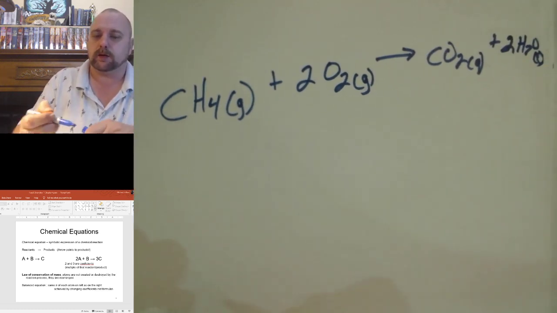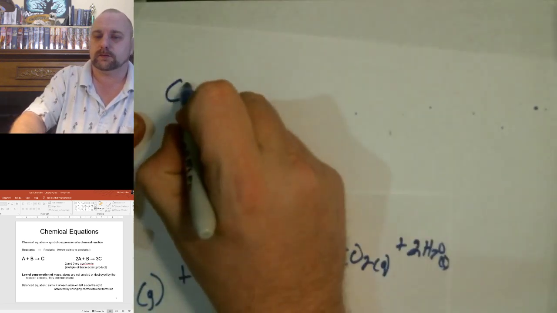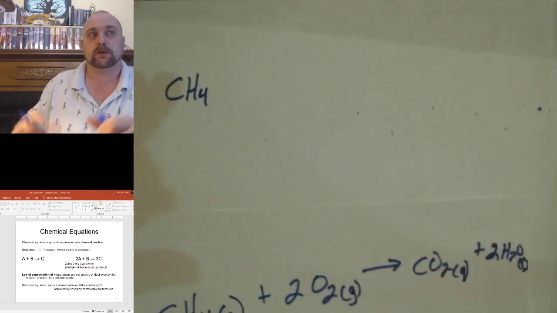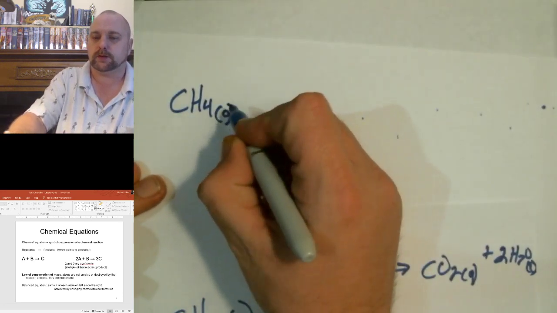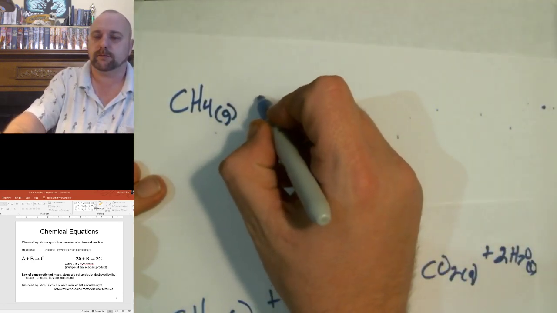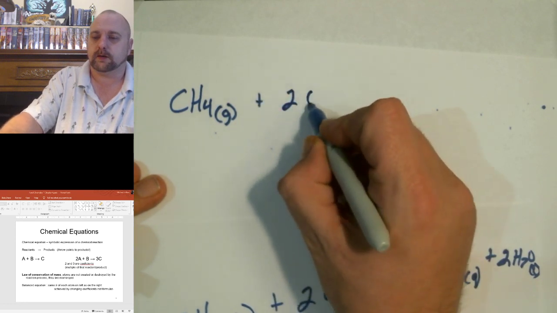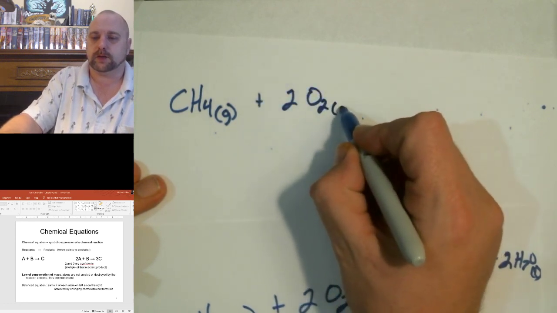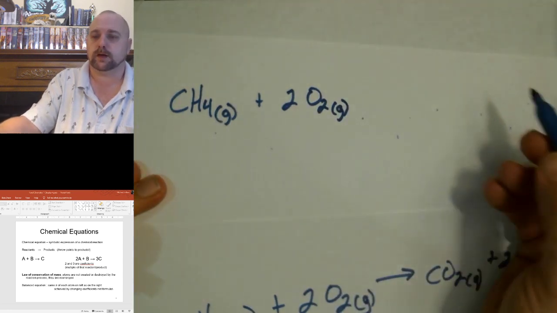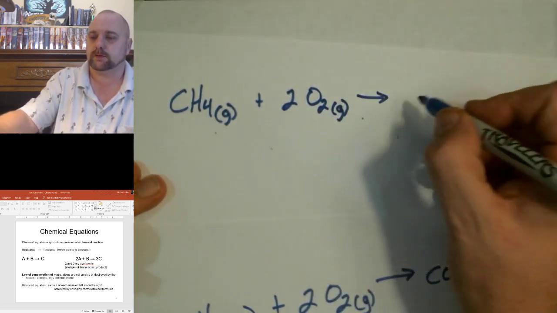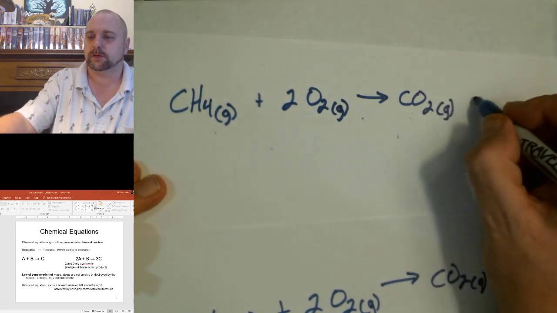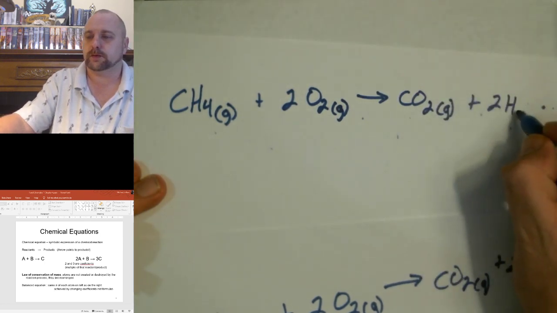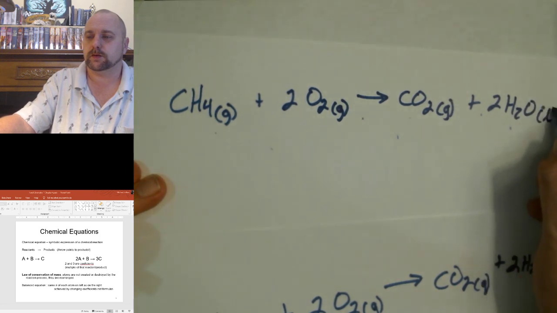Alright. So nice and sloppy. Let's rewrite it. So, to get my first thing, you'll notice this G down here. That's new. That's called a state of matter. Oxygen gas here, you notice it has a G as well, goes to CO2 (g) plus 2 H2O (l).